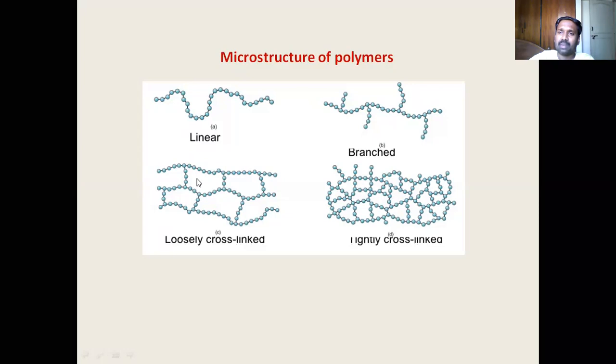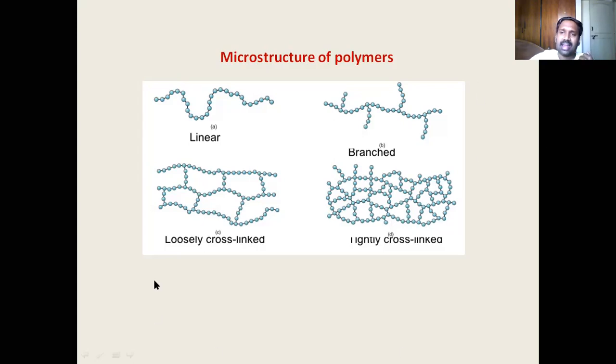Now, this cross-linkage can be in high proportions, depending on the technique of polymerization as well as the chemistry of polymerization. It can be in high proportions. In that case, you get a highly cross-linked polymer structure. So this is what a highly cross-linked polymer structure is. So these are important types of microstructures of polymers recognized.